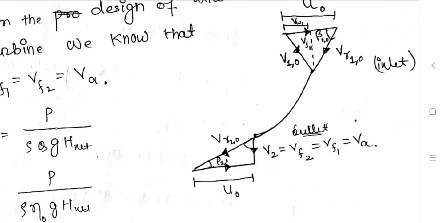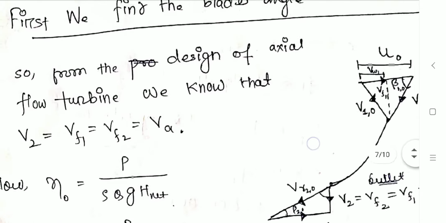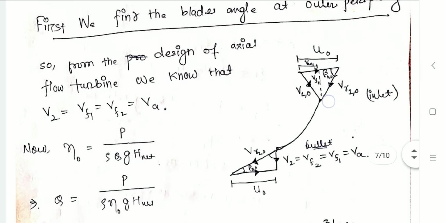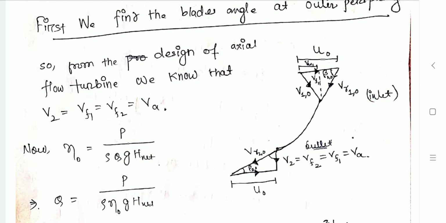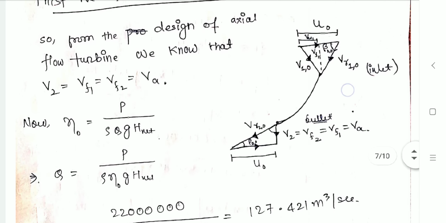Now here v2, which is the absolute velocity, has no tangential component, and this is from the design of the axial flow turbine. We know that v2 is equal to vf1 equal to vf2 equal to va, where va is the axial velocity. So it is from the design point of view. Okay, so now overall efficiency is given by power output divided by rho q g h net.